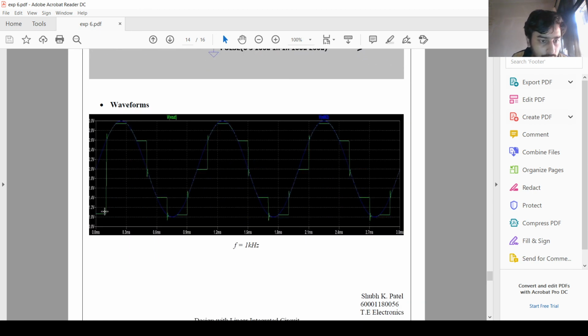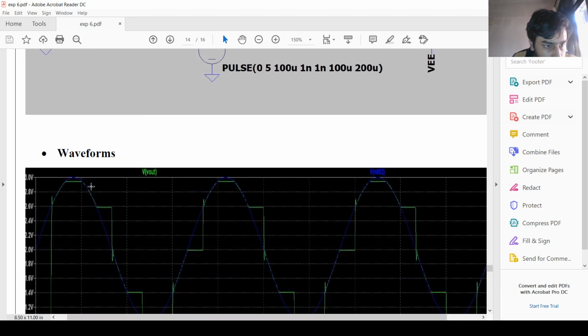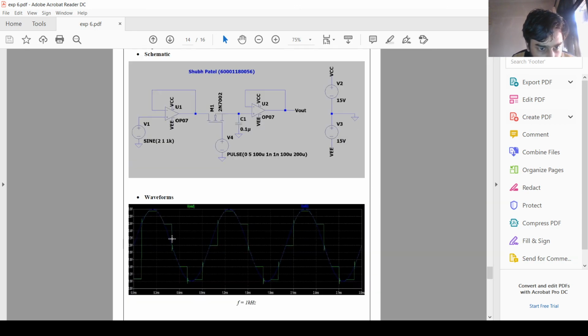As you can see, the capacitor charges until the control voltage becomes 0, and when it becomes 0, it holds the value, and after that it keeps on discharging until the control voltage again becomes 0. Then the capacitor again holds the value, then discharges. This keeps on repeating.